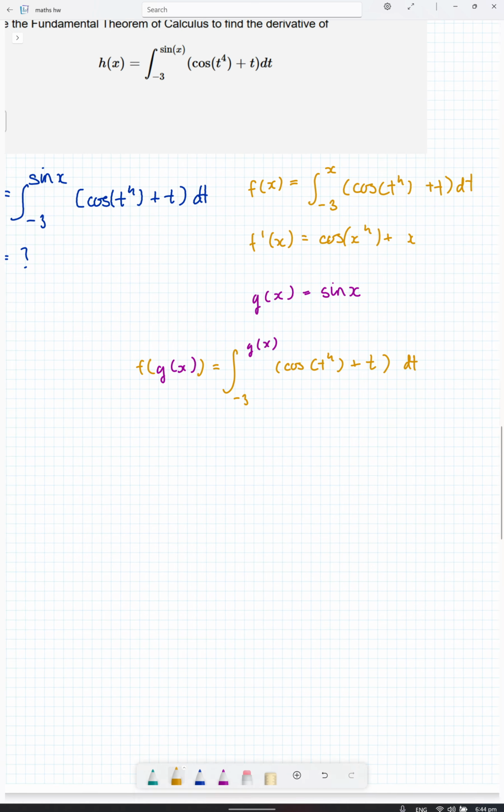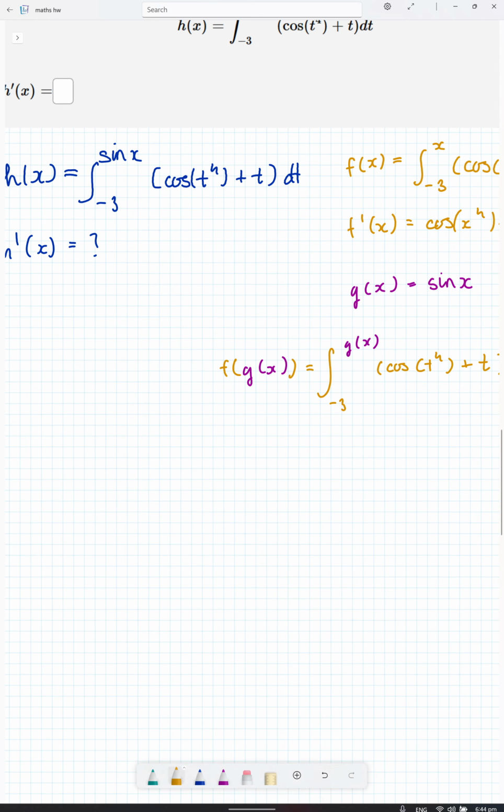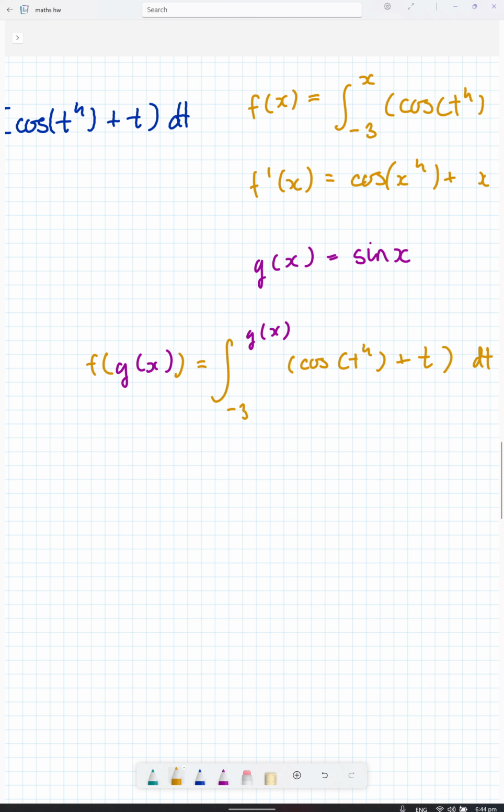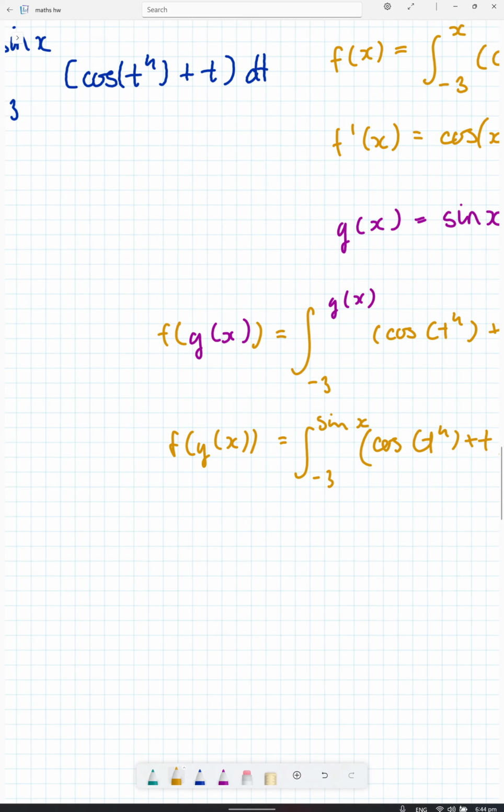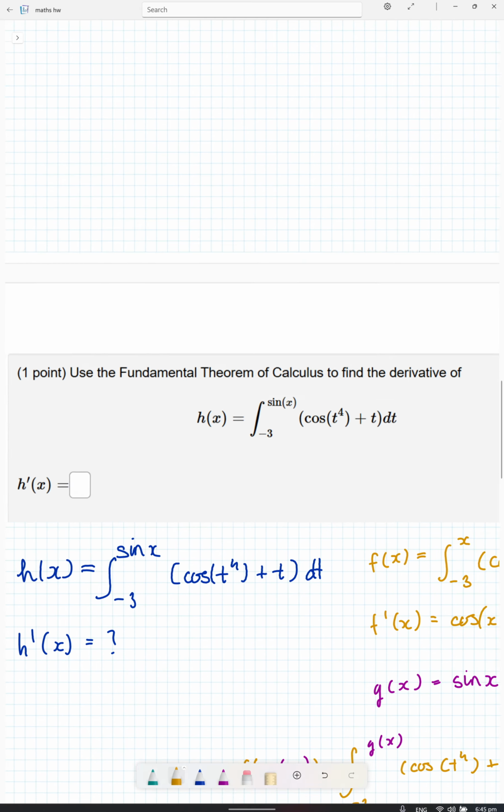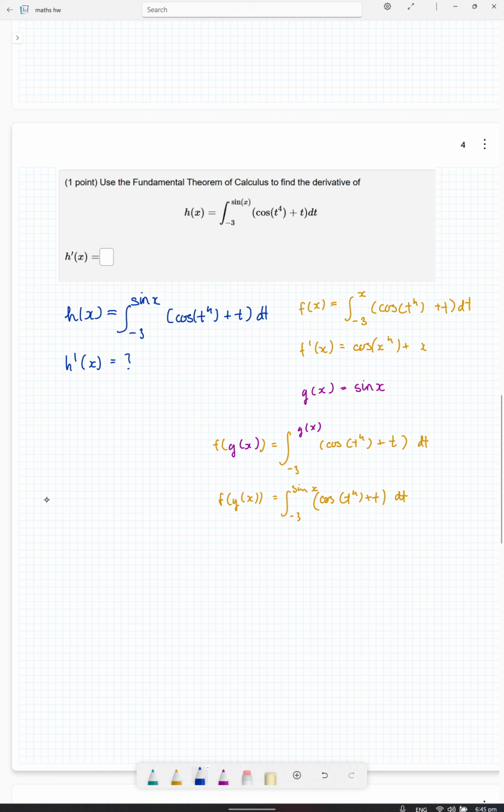Okay, so now that we have this, f(g(x)) is equal to the same integral, but then we replace g(x) with sin x, because g(x) is just equal to sin x. So this is exactly this equation here. So h(x) is simply equal to f(g(x)), because if it's equal to f(g(x)), it's equal to this, right?